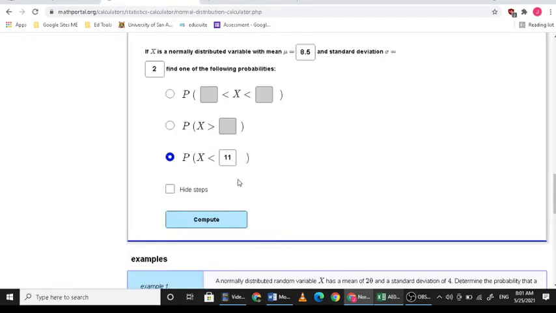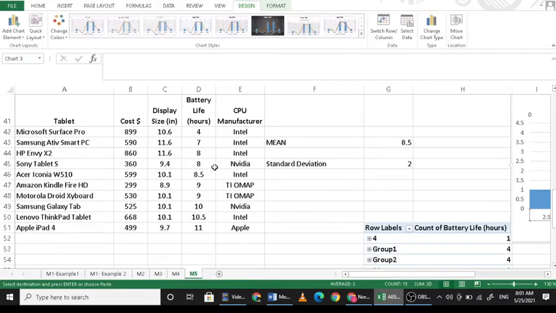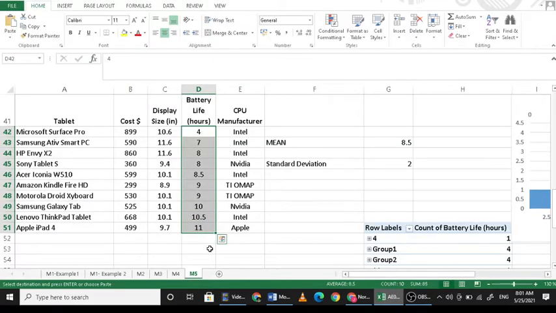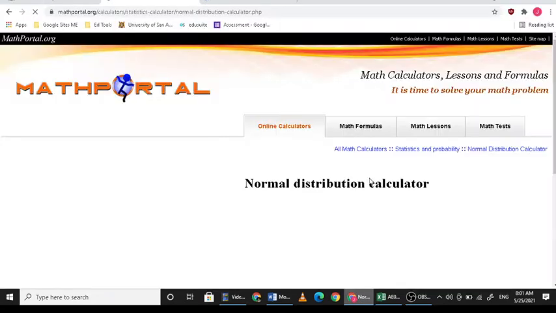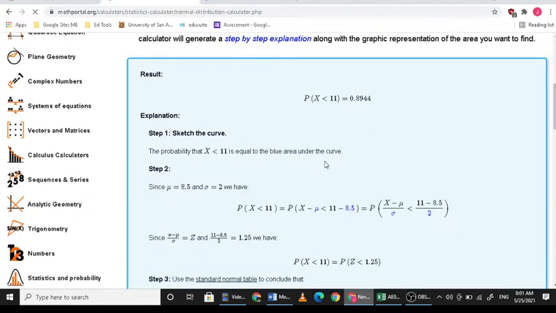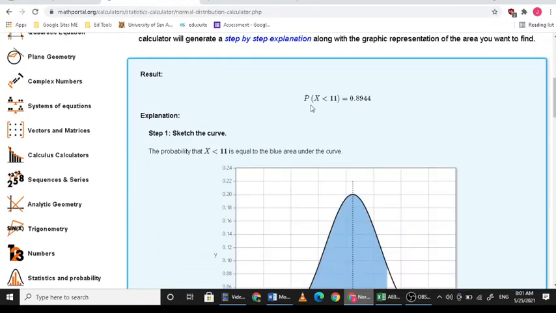Anyway, so let's start with this. You can just pick any value here, class. Here, for your battery life, right? So let's say 11. Then input 11, class, and click compute. The normal distribution calculator will show you this. So the probability that x is less than 11, class, is 0.8944.